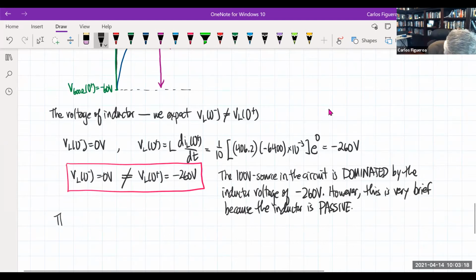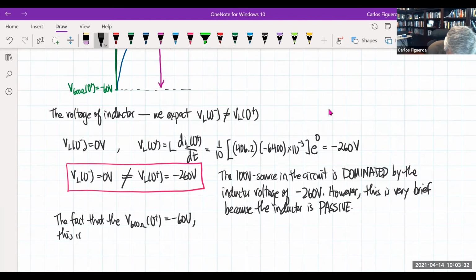So the fact that the voltage of the 600 ohm resistor at 0 plus is equal to minus 60 volts, this is due to the inductor voltage at 0 plus being minus 260 volts. But as this thing gets dominated by the 100 volt source, then the 600 ohm resistor changes polarity.